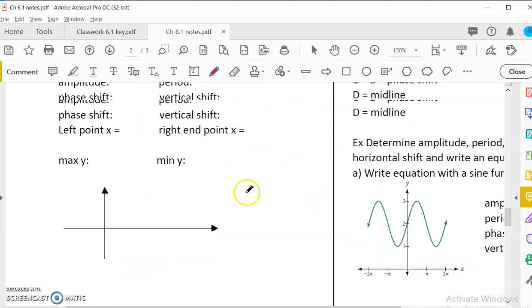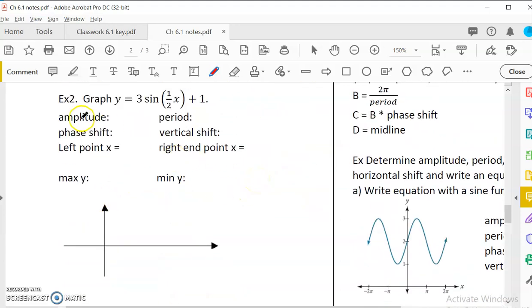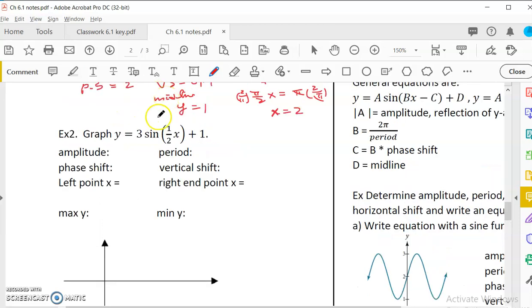Okay. So let's do one with multiple transformations from scratch. Here, I have to recognize that this is A outside, and this is B. Oh, we don't have phase shift, so thank goodness. In the beginning, we don't want to do phase shift. But then we have a D. D is up and down.